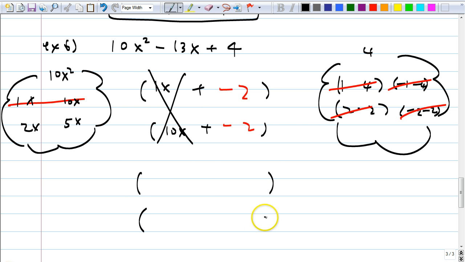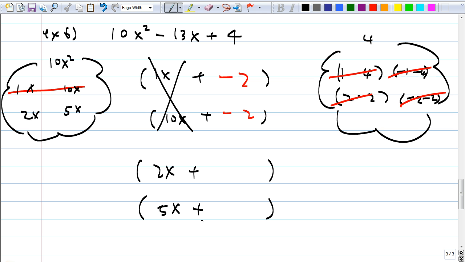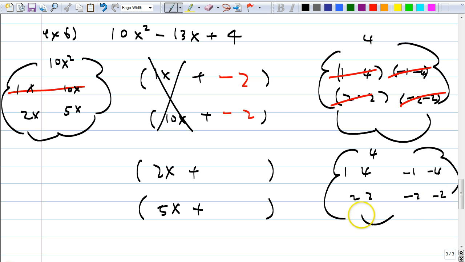Another way of doing this is what? 2x and 5x. I hope this works, because if this doesn't work, it'll be prime. But I think it works. So let's try 4 again. 4 is 1, 4, negative 1, negative 4, 2, 2, negative 2, negative 2. Now, do I even need the positive ones here, guys? No, I could get rid of these. So maybe I shouldn't have even written that down. Okay, let's try negative 1, negative 4.